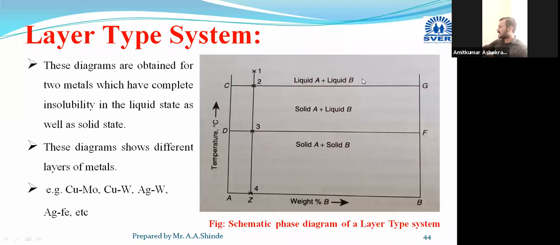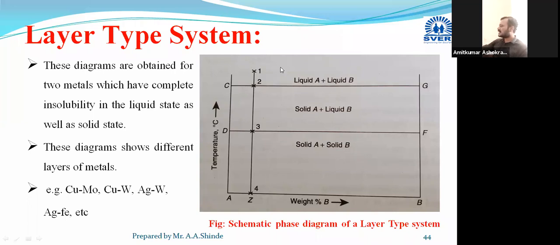Then this line CG is the liquidus line. Above this line, the alloy is in liquid state, and this line DF is the solidus line. Below this line, the alloy is in solid state only, and in between these two lines, the liquidus line and the solidus line, the alloy is in solid plus liquid state. You can clearly see here. So this will be the description part.